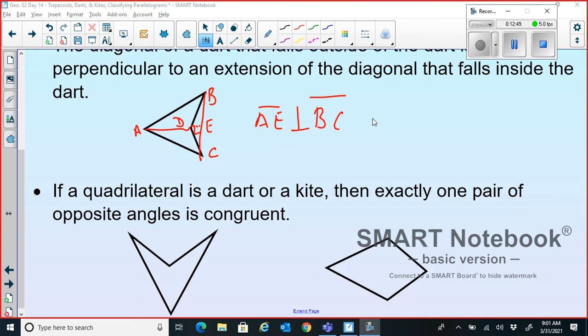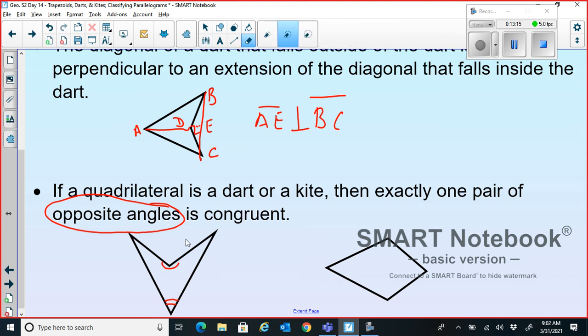Okay, let's see the next theorem. If a quadrilateral is a dart or a kite, then exactly one pair of opposite angles are congruent. In the case of a dart or a kite, only one pair of opposite angles are congruent. See, they are mentioning opposite angles. This can't be congruent to this particular one. These two are different, so they can't be congruent. In the case of the dart, the ones that you see over here, these two will be congruent.